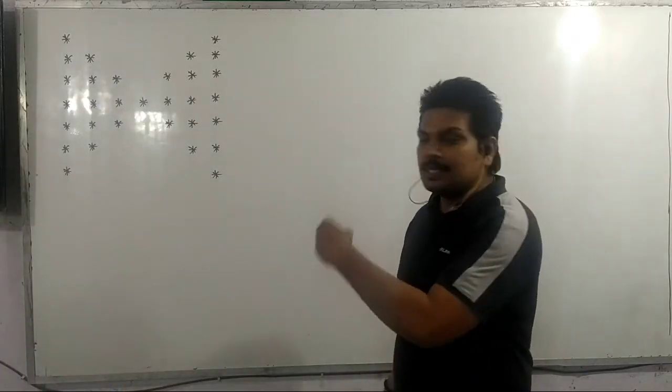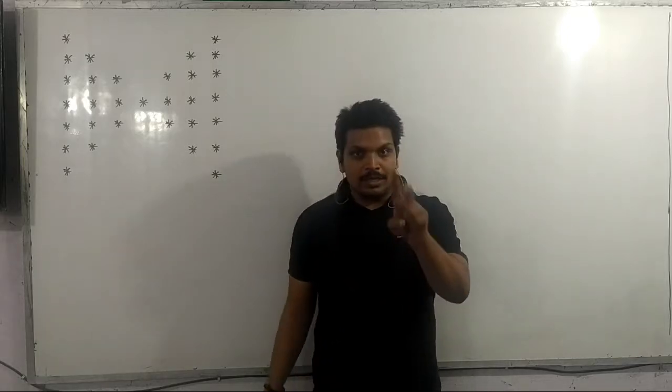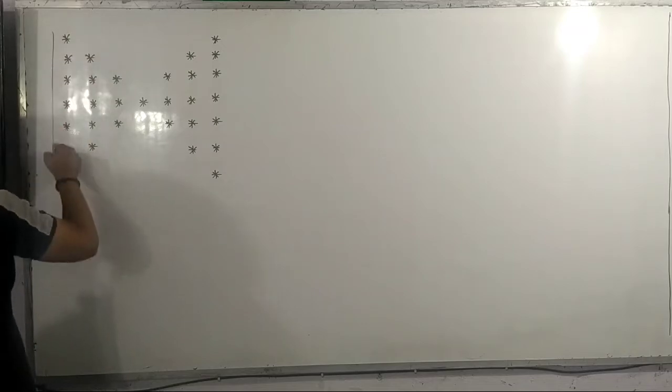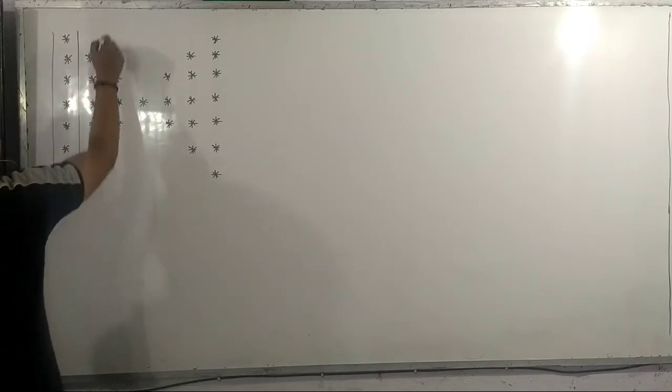So step number 1 is draw the pattern on your notebook. Step number 2 is draw the grid lines.